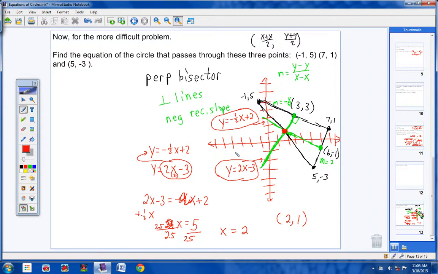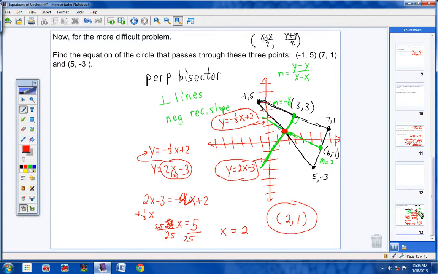For the fourth time, let's review. Find the midpoint of one side of the triangle. Find the midpoint of another side. Next, find the slope of this side. Find the slope of this side. Next, write the linear equations of your two perpendicular bisectors. And then lastly, see where the two lines intersect. And that's the center. You just found the center of your circle.